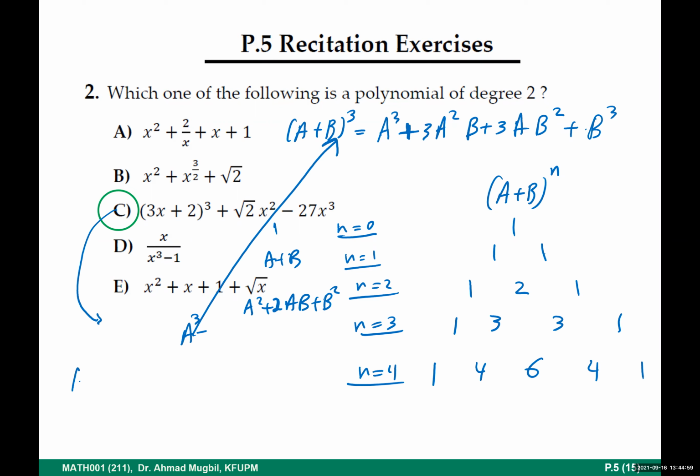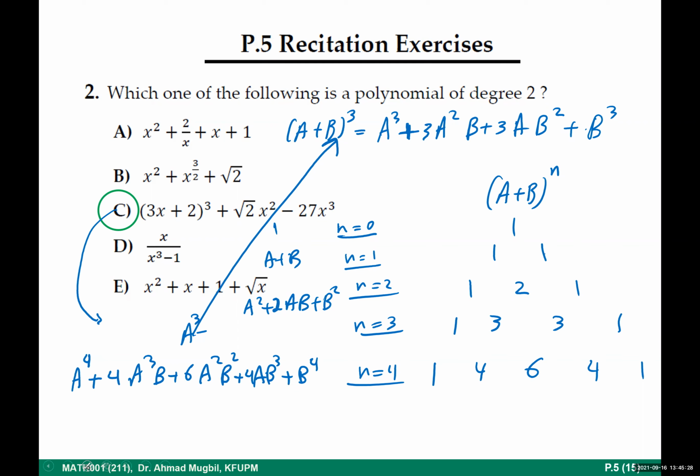So if you want to write it, look, it will be like this. A to the power 4, then A to the power 3, A to the power 2, A to the power 1, and then A to the power 0. B to the power 4, B to the power 3, B to the power 2, B to the power 1, and B to the power 0. Then the coefficients will be 1, 4, 6, 4, and 1. Okay?